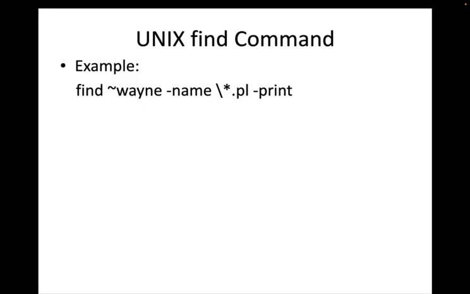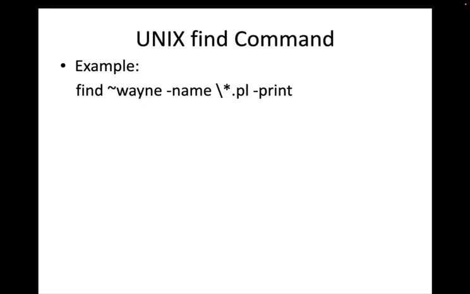So I want to start at tilde Wayne. We've talked about how that is a relative file name and tilde is a special case. So tilde user ID means start at that person's home directory. So it would start wherever my home directory was on the system. And I want to examine file system objects based on their name, and I want them to end in .pl. So I'm looking for Perl programs.